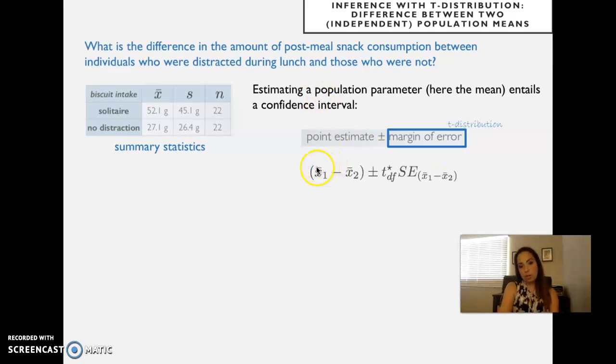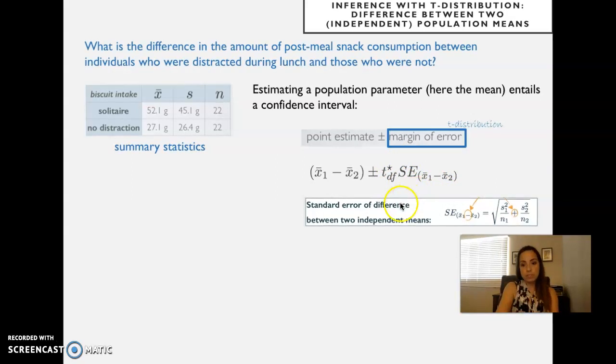So just like before, instead of having just one average, we're going to have two because we want the difference between them. We're going to have our t-critical that will create the margins to give us the level of confidence that we want. And we'll have the standard error of the difference that we need to compute. There's a little formula to compute that. It's a bit more complicated.